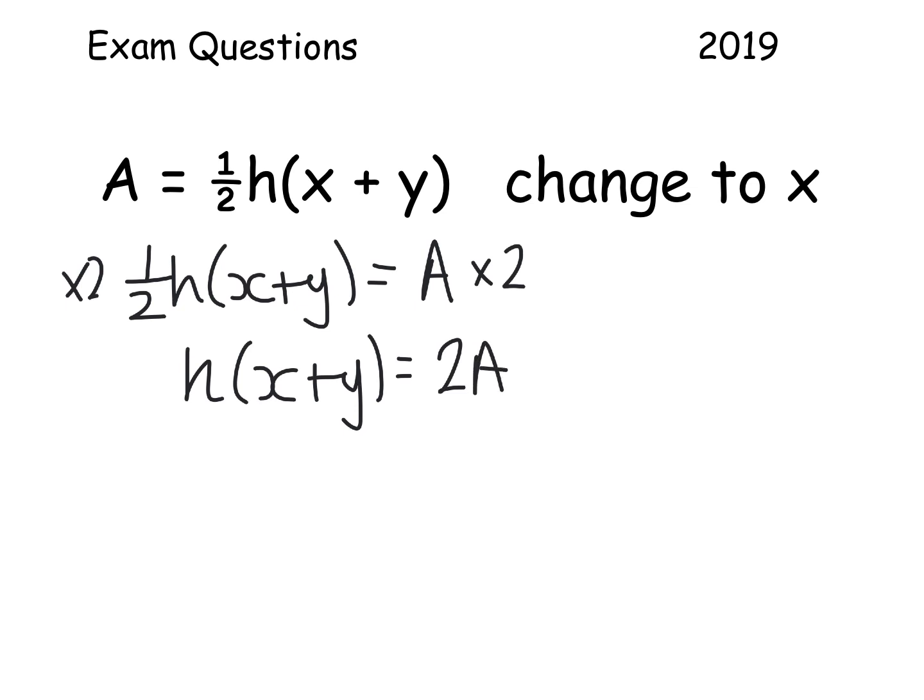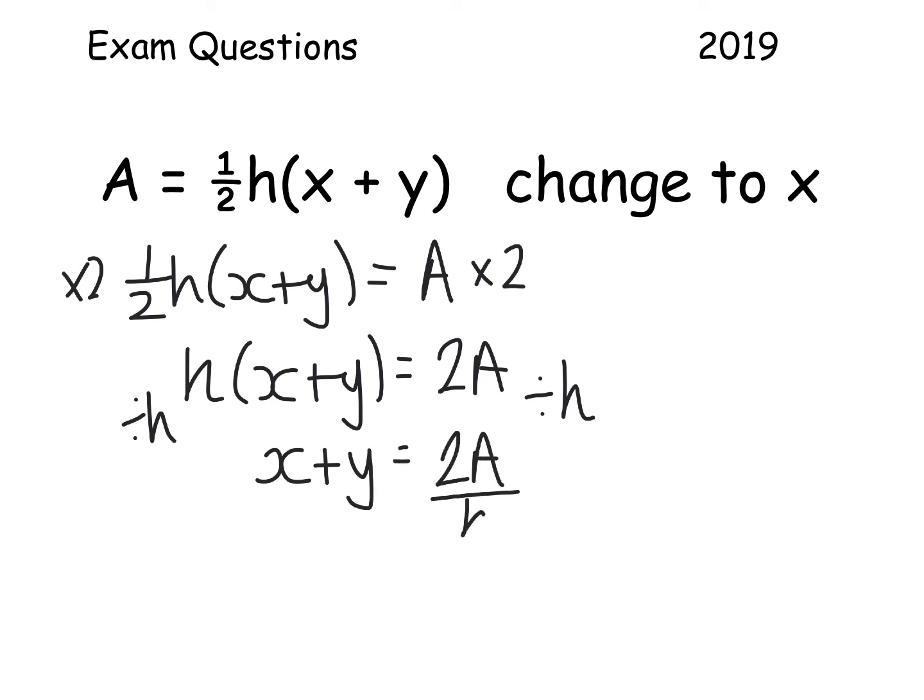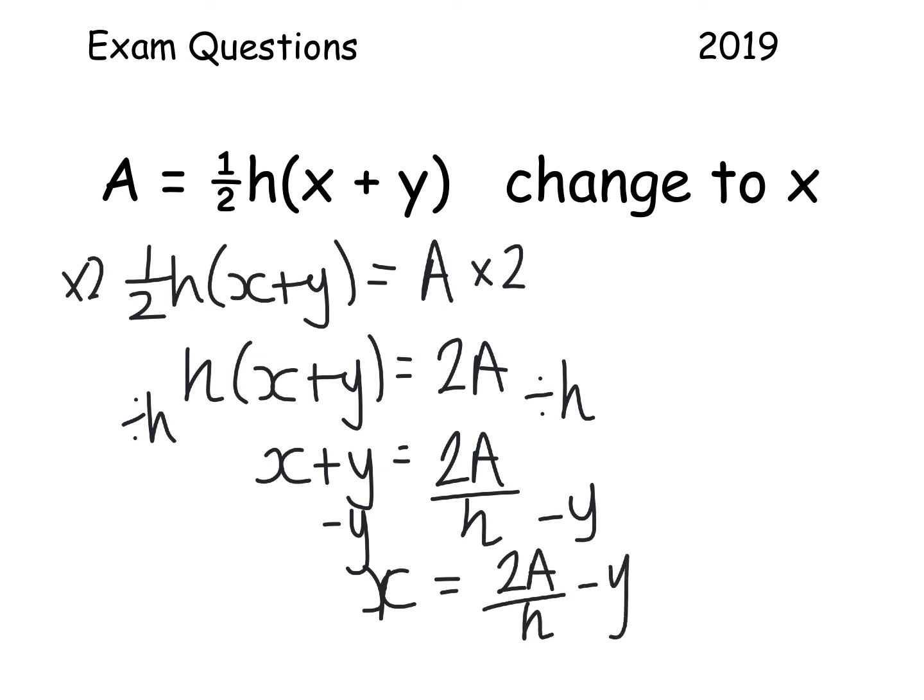Then I'm not going to multiply through by h, because that would create h's everywhere. So I'm going to divide by h. But you could multiply through by h. I'm just going for the shortest answer. And that would give you 2a all over h. And then the last bit would be undo that plus y by minus y. So you would end up with x equals 2a all over h minus y.